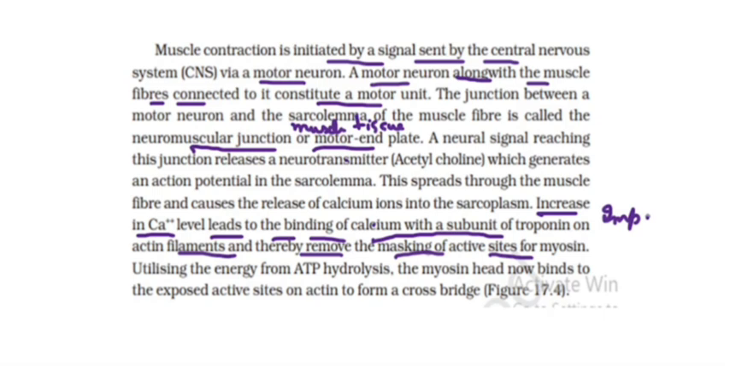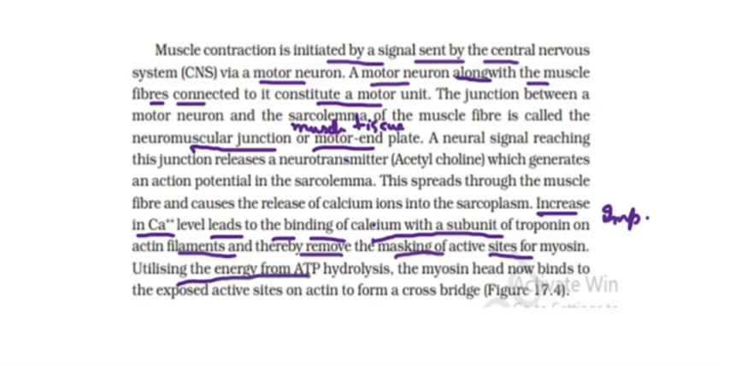Utilizing the energy from ATP hydrolysis, the myosin head now binds to the exposed active site on the actin to form a cross bridge. So when the masking is removed from the active sites, ATP hydrolysis will take place.